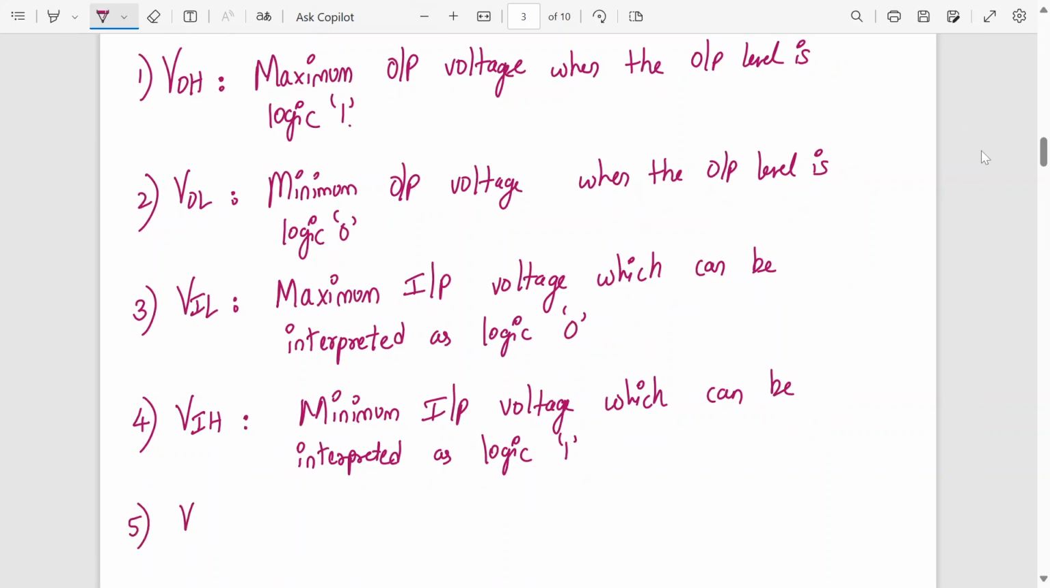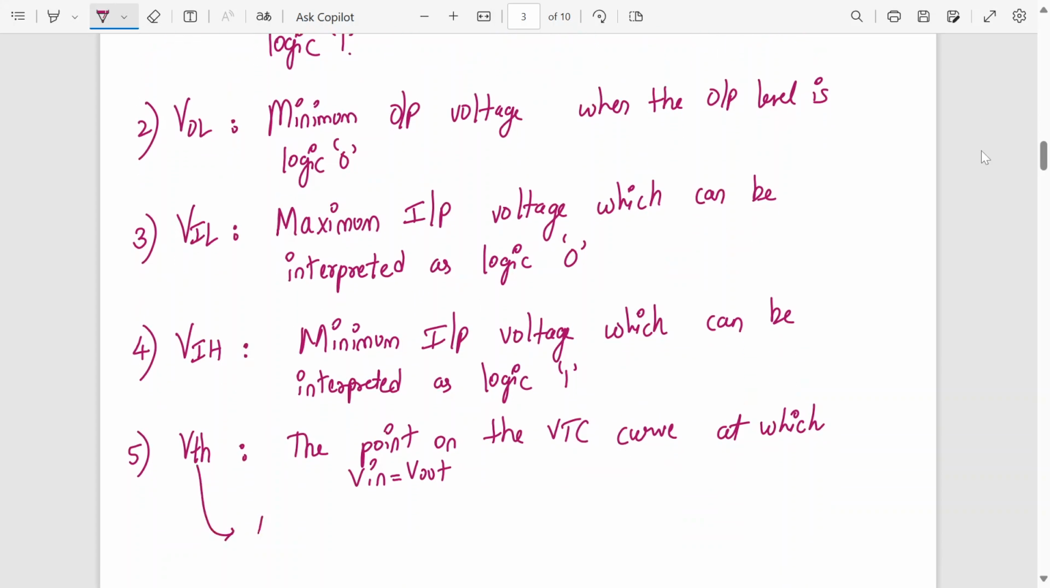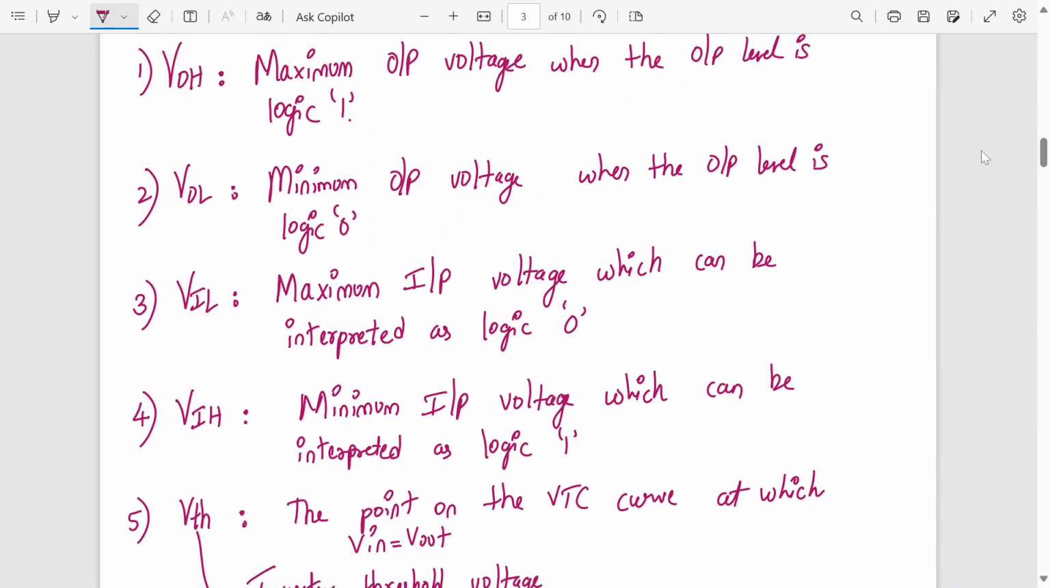Now the 5th one, VTH: the point on the VTC curve at which Vin is equal to Vout is called the threshold voltage, or inverter threshold voltage. So for all the inverters, we have to find these 5 critical parameters, all of them.